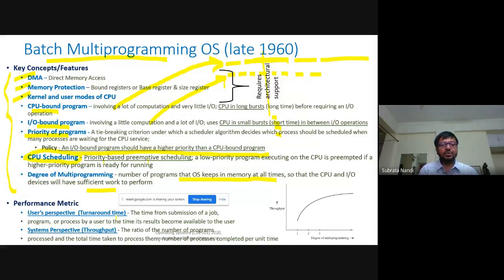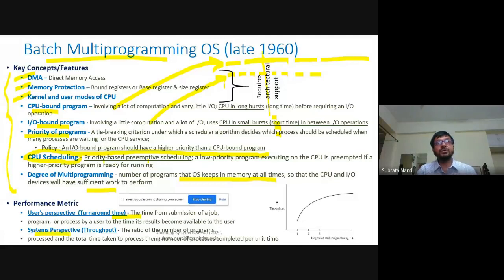So the thing is the turnaround time. If you consider turnaround time as the performance metric, that might vary, because the IO bound jobs will probably experience a lower turnaround time, maybe because they're requiring 5 IO operations and very little CPU time, and that will be over. But CPU bound jobs will have a higher turnaround time. So this is from the user's perspective.